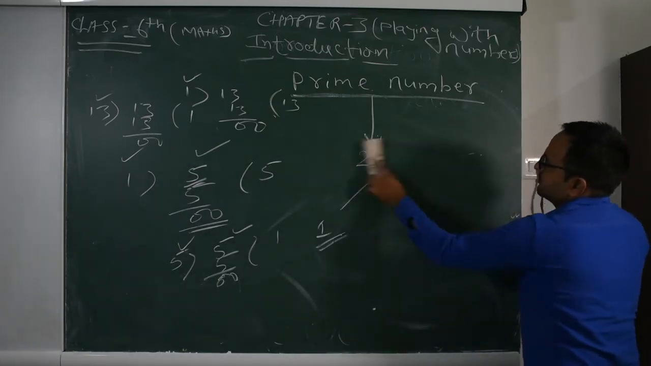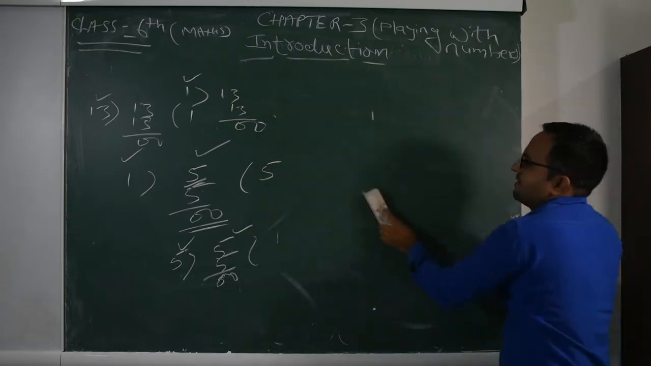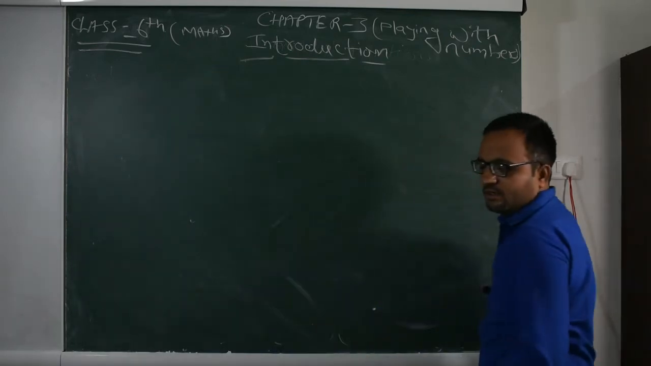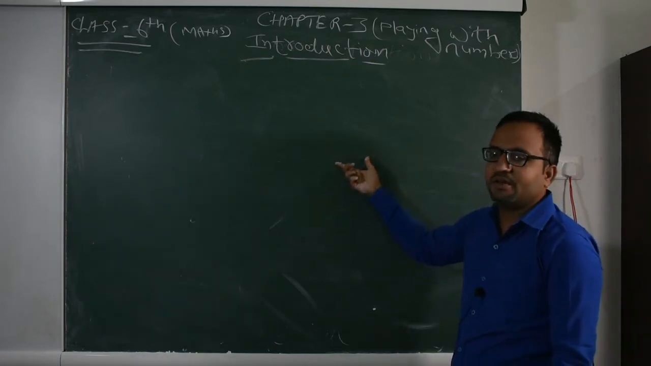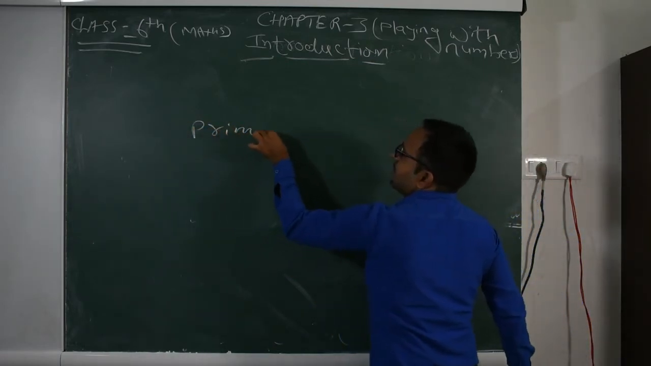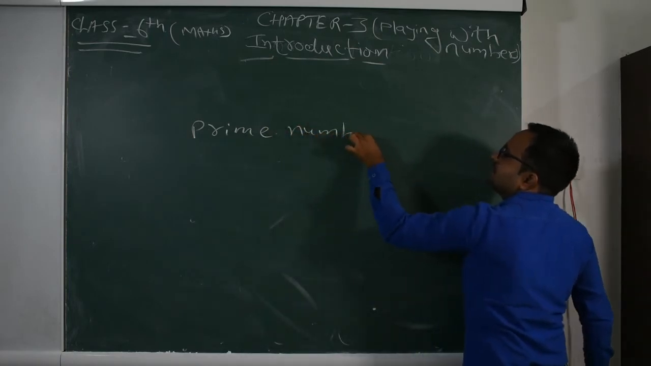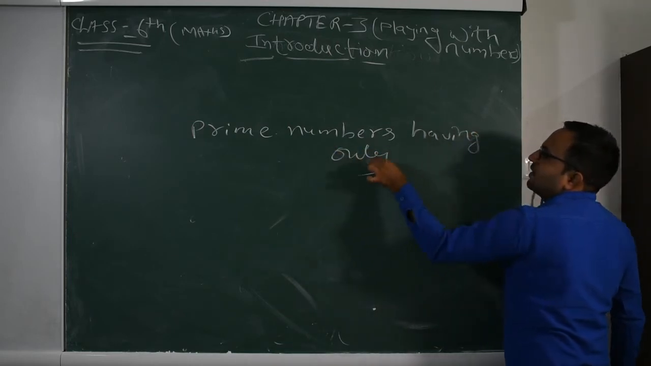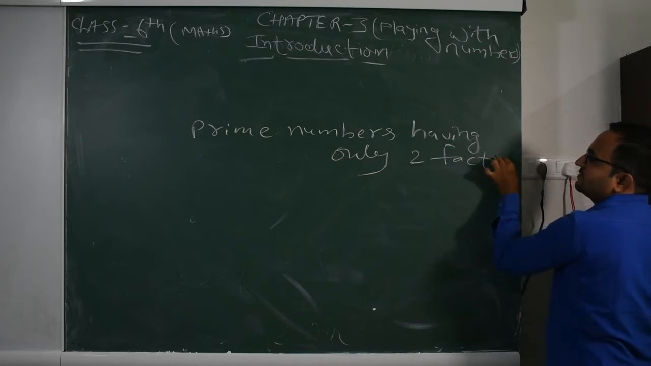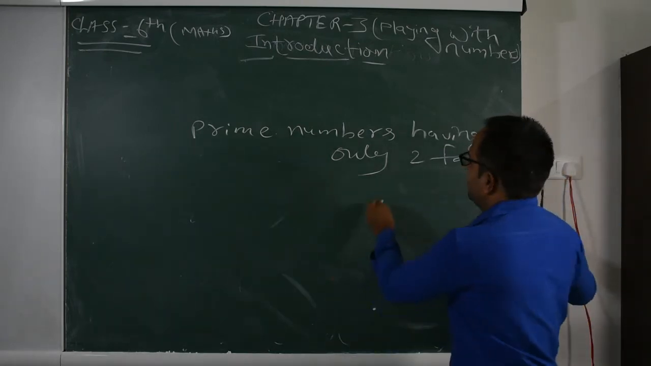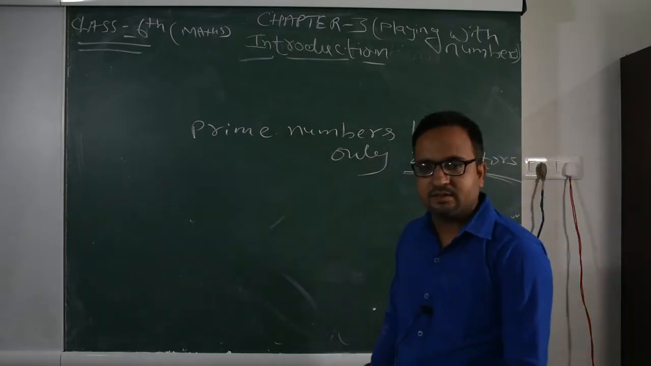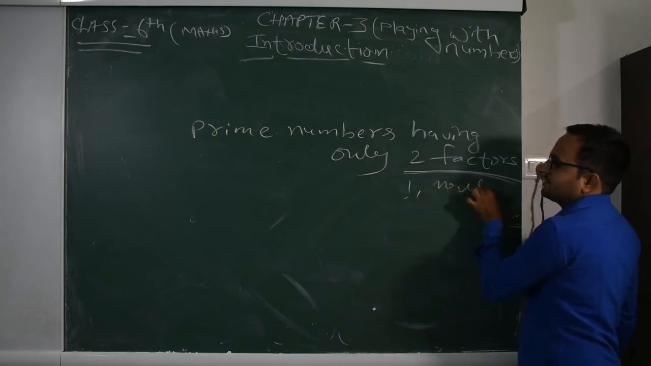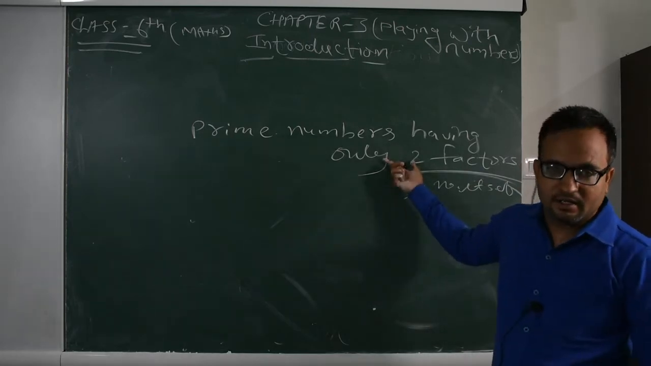Now the conclusion of this prime number theory: a prime number has only two factors. One, the first factor, is 1, and the second factor is the number itself. So this is the basic theory of the prime number.